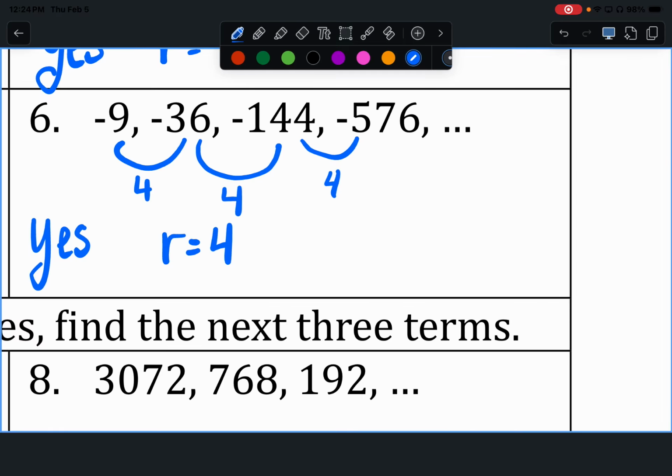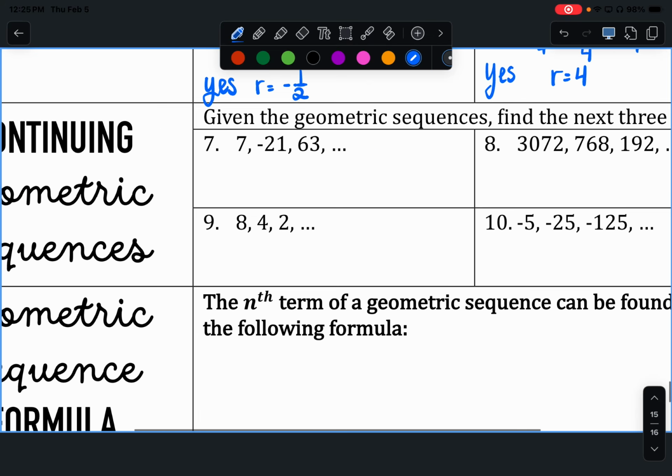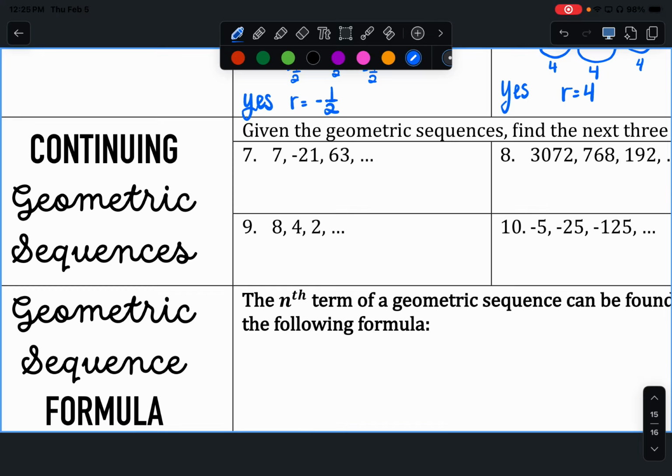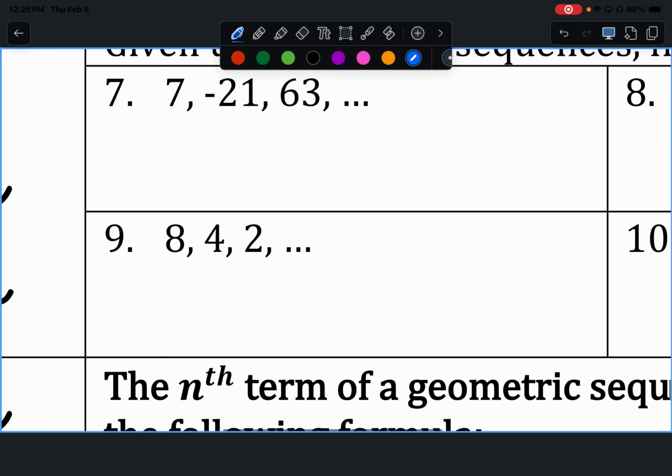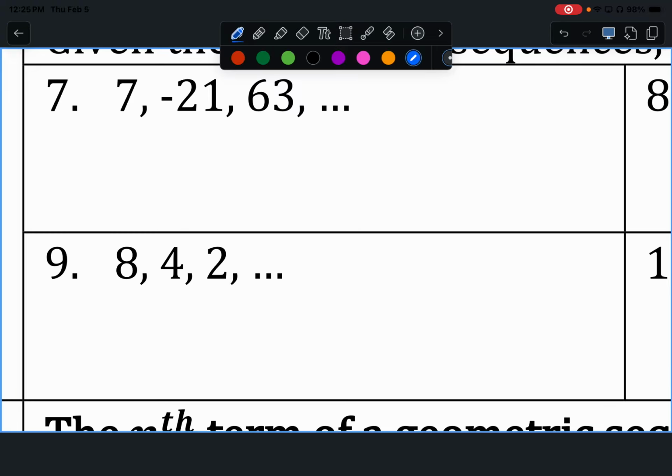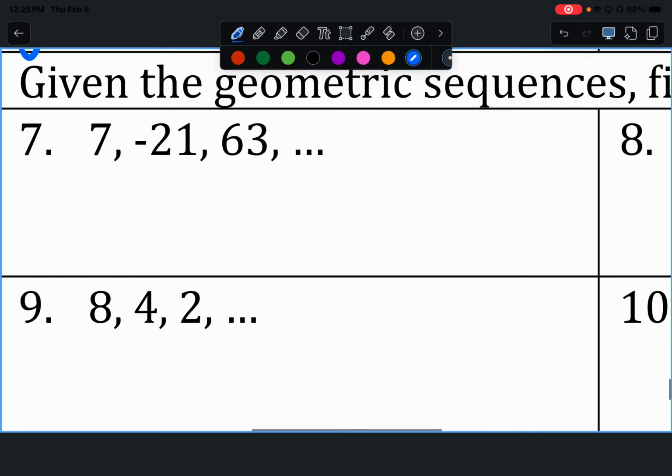Okay. Now, we're going to go ahead and look at the second section. So the second section just wants us to continue our geometric sequences. So it just wants us to keep the trend of multiplying to find the next 3 terms. So to do that, we have to find our common ratios. What is the common ratio for number 7? Negative 3. Okay, so our common ratio is negative 3. So if I wanted to write the next term, what is 63 times negative 3? Negative 189. What is negative 189 times negative 3?